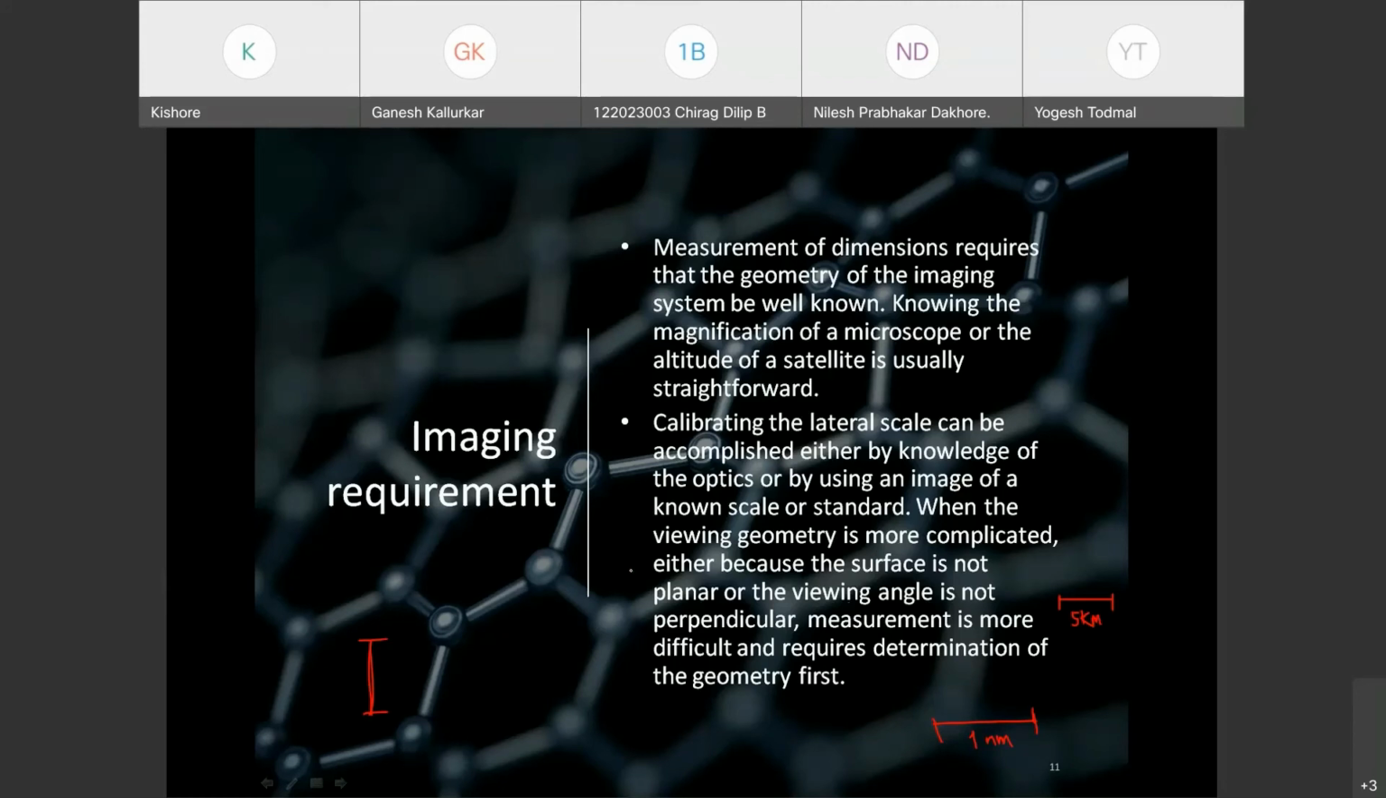When the weaving geometry is more complicated, either because the surface is not planar or the weaving angle is not perpendicular, the measurement is more difficult and requires determination of geometries first. For example, this view of this image is not perpendicular in nature. So for me to simply say I have a scale for this optical positioning which says this much dimension is 1 nanometer, but this is not the actual length because I am not viewing it in a perpendicular direction. So probably I may have to reorient this.